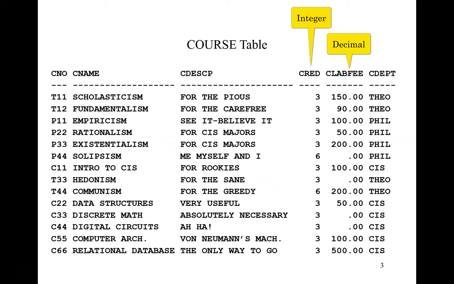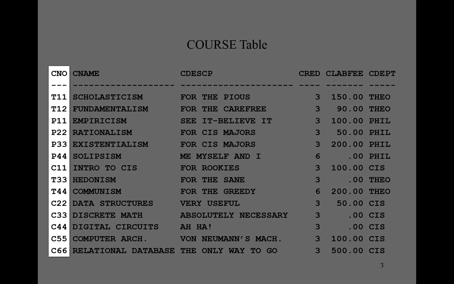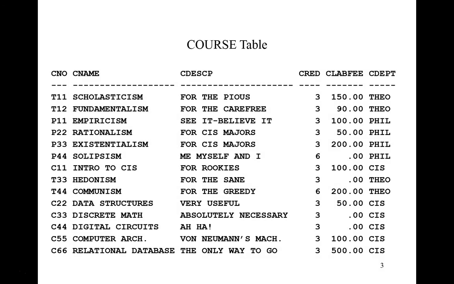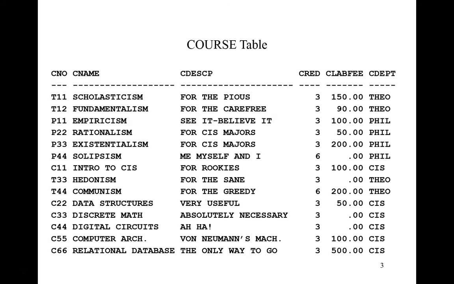This table contains both character and numeric data elements. The table includes one row for each course appearing in the school's course catalog. The primary key of the table is the column named CNO. The column called C Department is a foreign key that references the primary key of the department table. We'll take a look at that in our more advanced videos.